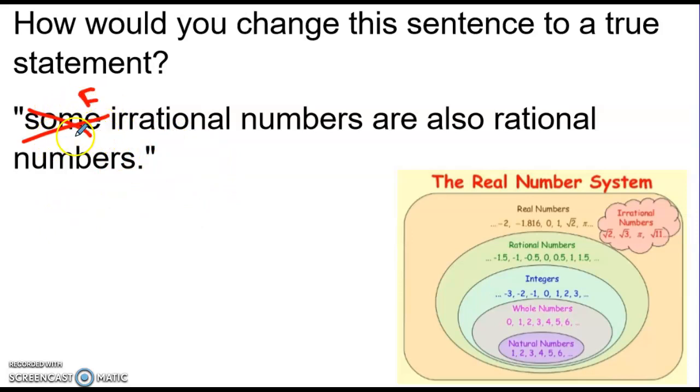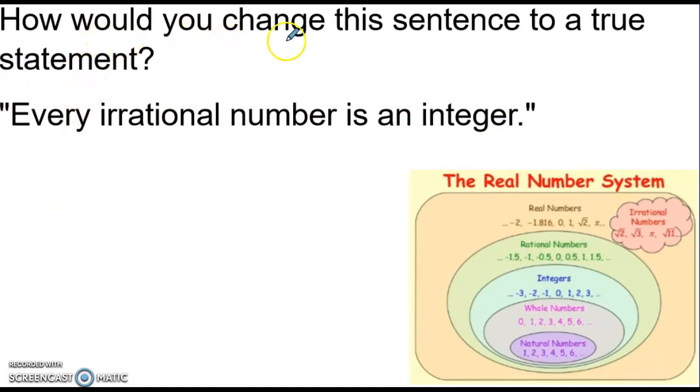Instead of some, you can say irrational numbers are never also rational, or you can say none or no. You just need to know that they can never be the same. An irrational number cannot be a rational number. I'm going to put no irrational numbers are also rational. Okay.